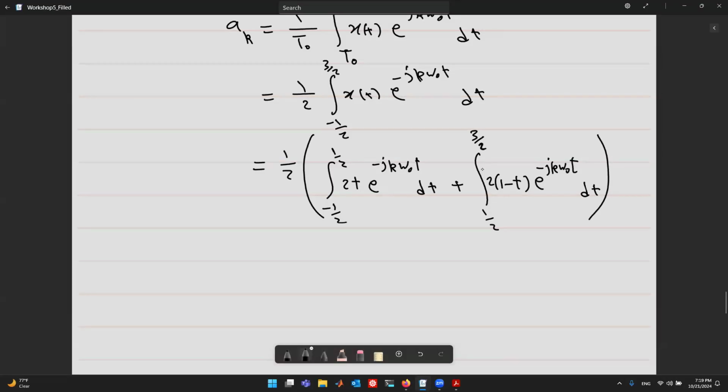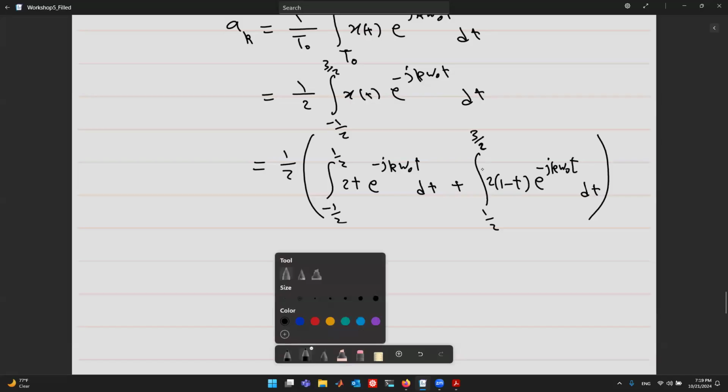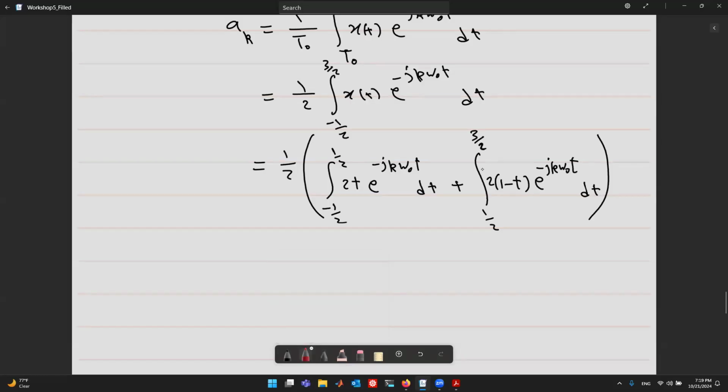And we can do those two integrals, right? Those are not so hard to do, but we need to do integration by parts, and integration by parts again here.